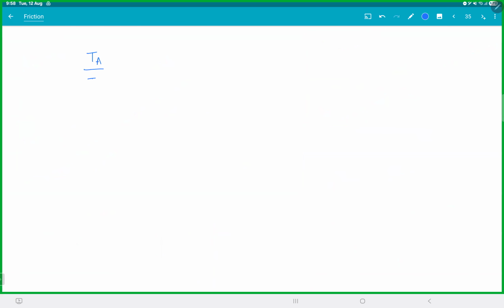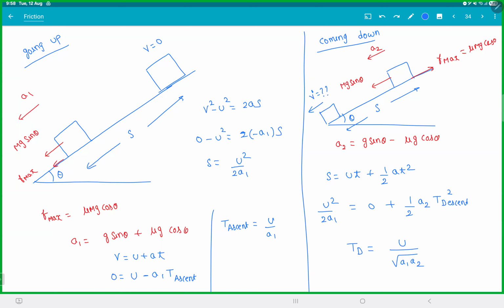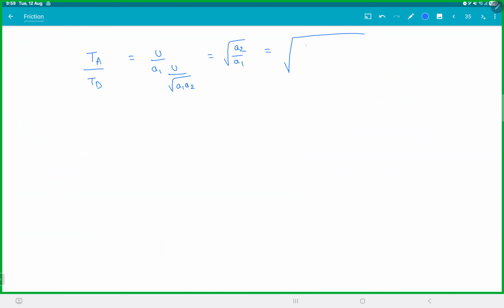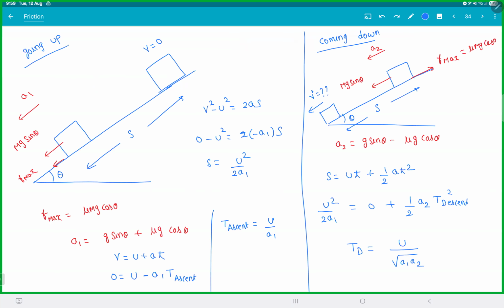Yeah, then time of ascent by time of descent. This guy is u by a1. This is u by root over a1 a2. This is root over a2 by a1, and a2 by a1 is what, g will cancel anyway. So you'll end up with root over sin theta minus mu cos theta by sin theta plus mu cos theta. You can divide denominator and numerator with cos theta. And it becomes tan theta minus mu by tan theta plus mu. It's more of a kinematics question, but yeah, you need to get the directions though.